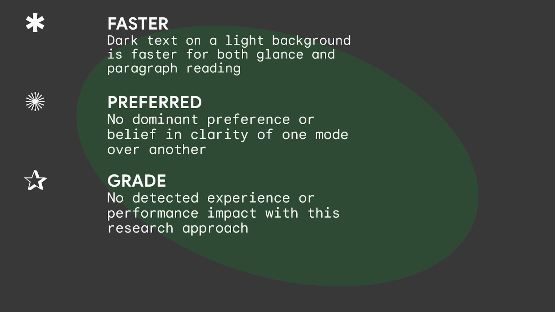In summary, in these 2 studies, with a total of 459 participants, we examined the effect of varying grade levels on both glancing and paragraph reading activities in light and dark modes. With the settings used for our studies, we found that dark text on a light background, light mode, is more readable, but not considered more visually clear or preferred by a majority of people.